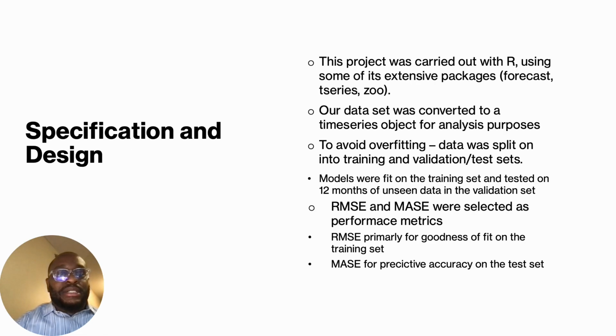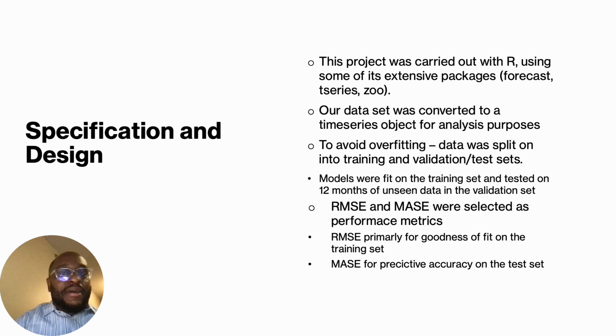Going into specification and design, this project was carried out in R using some of its packages like forecast, tseries, etc. Our data was first converted into a time series object spanning the years over which the data was collected. And then to avoid overfitting, the data was split into the training and validation sets. The models were fit on the training sets while they were tested on 12 months of unseen data in the validation sets. We chose 12 months because our forecast goal was to predict vehicle sales for the next 12 months.